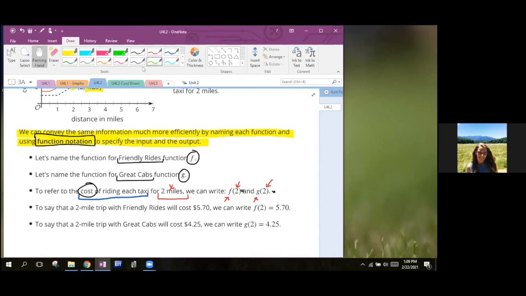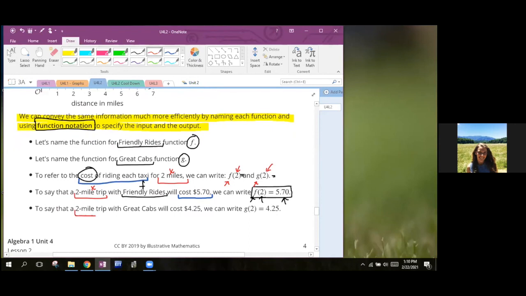It says to say that a 2-mile trip with Friendly Rides will cost $570, we can write this function notation. F tells me it's Friendly Rides, 2 tells me the distance, 570 tells me the cost. To say that a 2-mile trip with Great Cabs will cost $425, we can write that function notation.